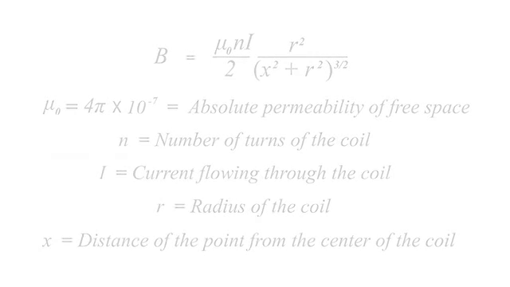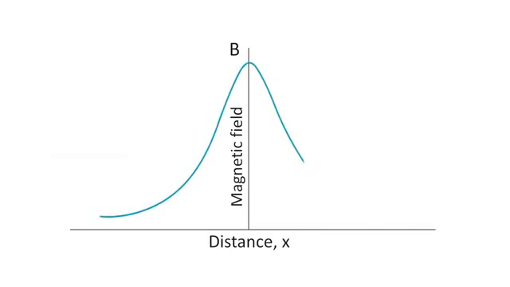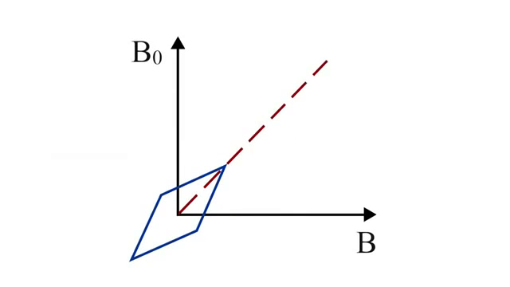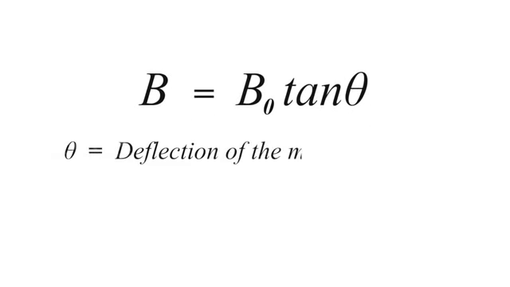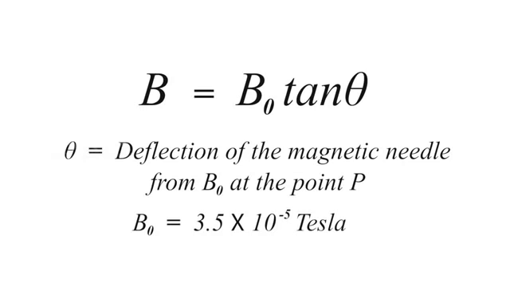the coil. The magnetic field with the distance x along the axis of the circular coil carrying current varies as shown. If you arrange the plane of the coil parallel to the horizontal component of Earth's magnetic field, B0, then from the tangent law we can write B equals B0 tan theta, where theta is the deflection of the magnetic needle from B0 at the point P, and B0 equals 3.5 into 10 raised to minus 5 Tesla.